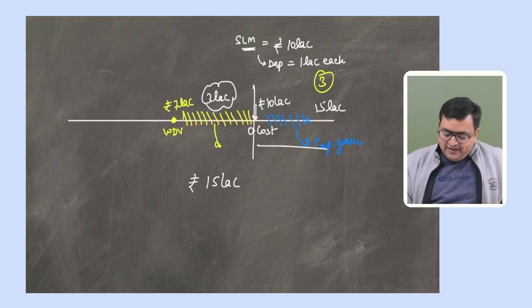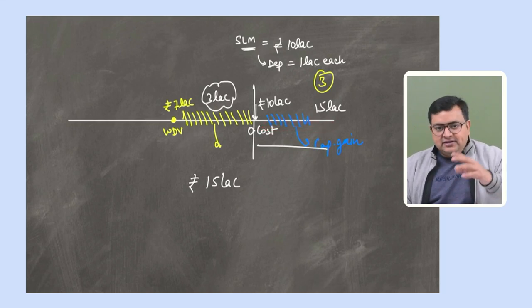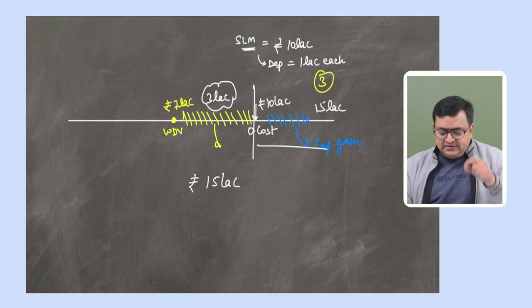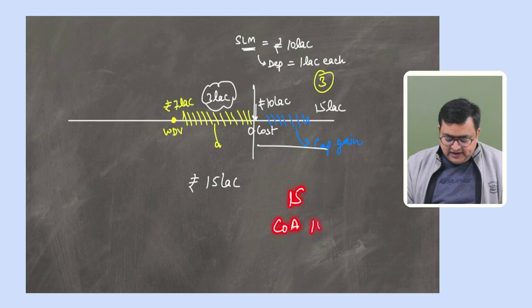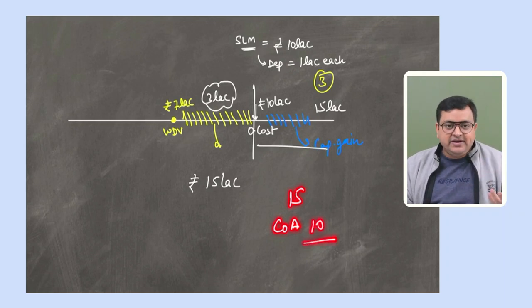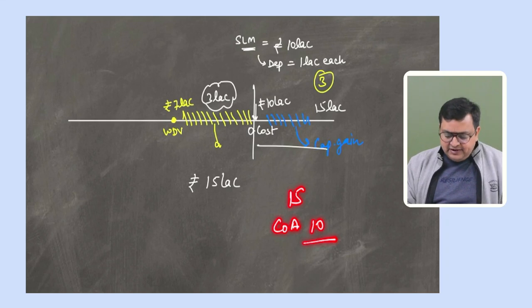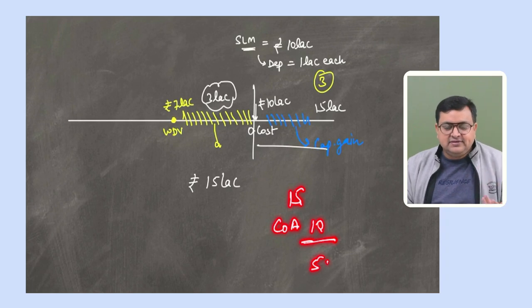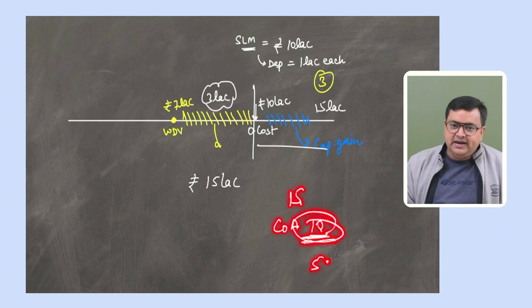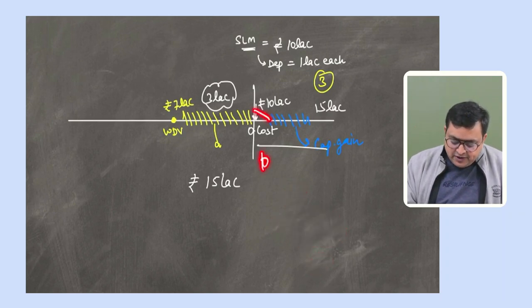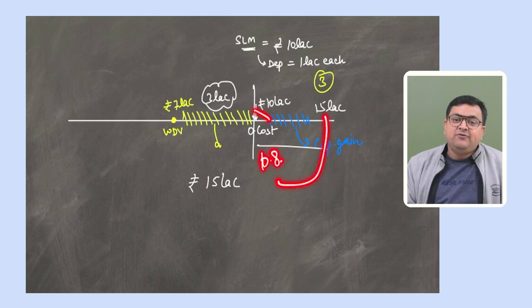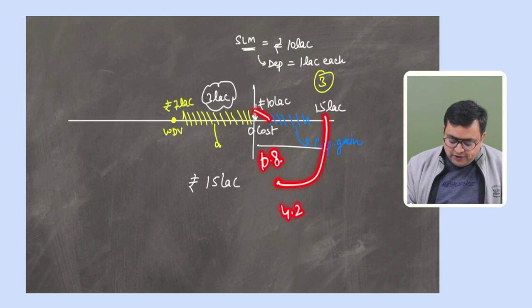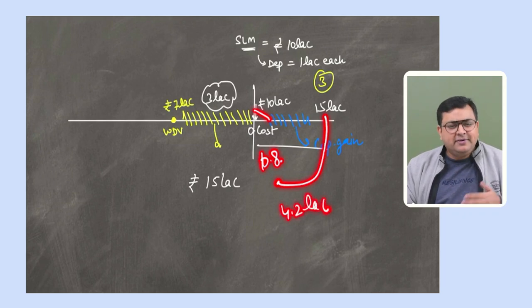But please remember, you know how capital gain is computed, although we have not done the revision. Capital gain is computed by taking full value of consideration, 15 lakh, and cost of acquisition, 10 lakh. If it is short term, 15 minus 10, 5 lakh would be the short term capital gain. But if it is more than 3 years, it would be a long term capital gain, and you have to index this cost of 10 lakh as well. Let's say the indexed value comes to 10.8 lakh. Then 15 minus 10.8, 4.2 lakh, would be your long term capital gain.